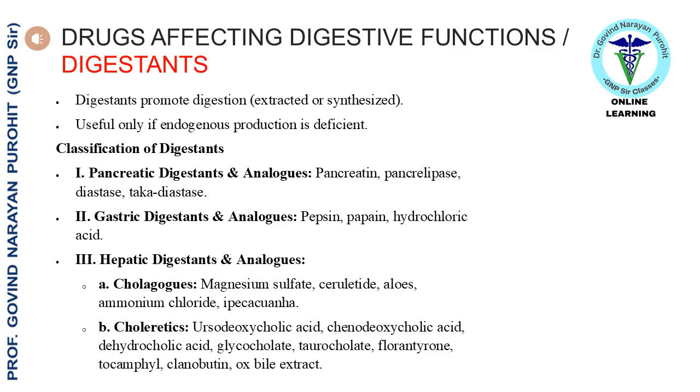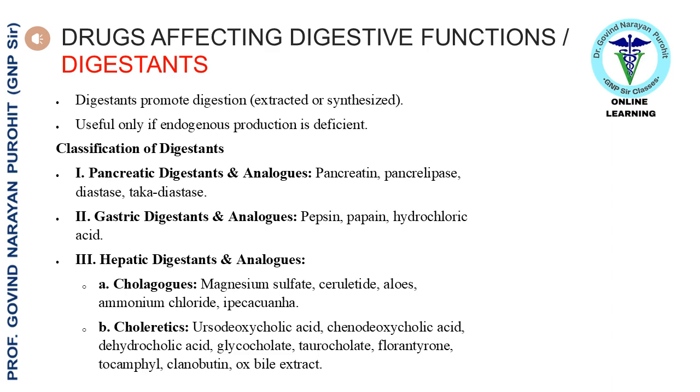Digestants promote digestion, extracted or synthesized. Useful only if endogenous production is deficient. Classification of digestants: 1. Pancreatic digestants and analogues: pancreatin, pancrelipase, diastase, takadiastase. 2. Gastric digestants and analogues: pepsin, papain, hydrochloric acid.